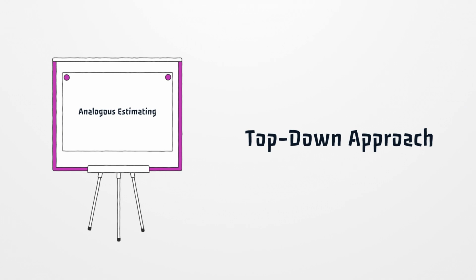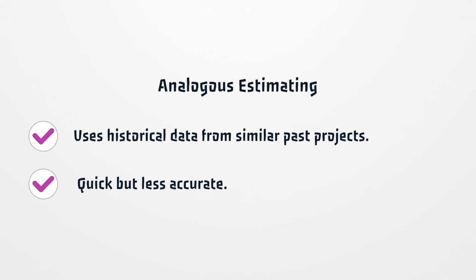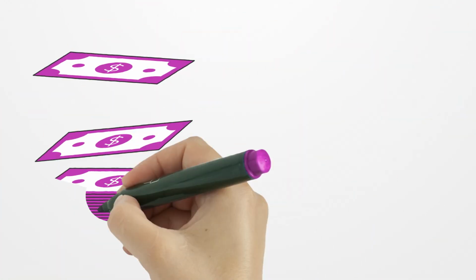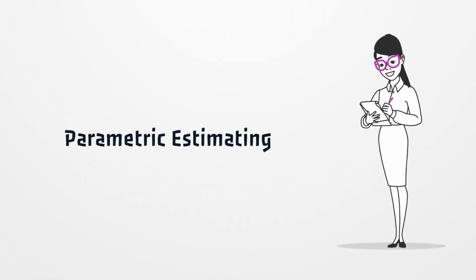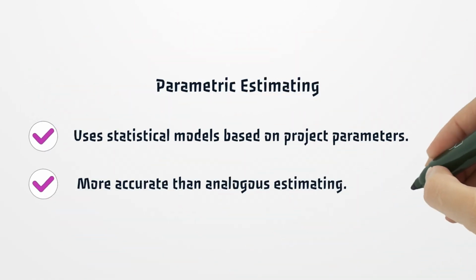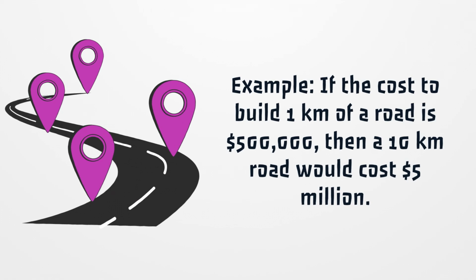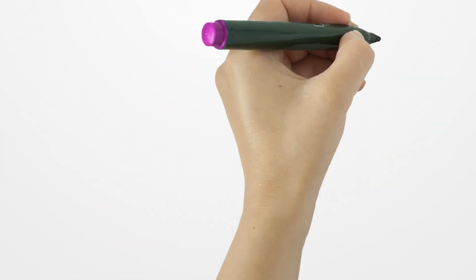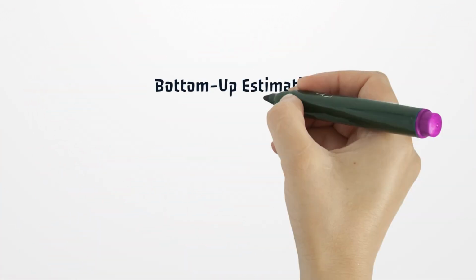Analogous estimating, top-down approach. Uses historical data from similar past projects. Quick but less accurate. Example, if a previous software project cost $50,000, a similar project might have a comparable budget. Parametric estimating. Uses statistical models based on project parameters. More accurate than analogous estimating. Example, if the cost to build 1 kilometer of a road is $500,000, then a 10 km road would cost $5 million.